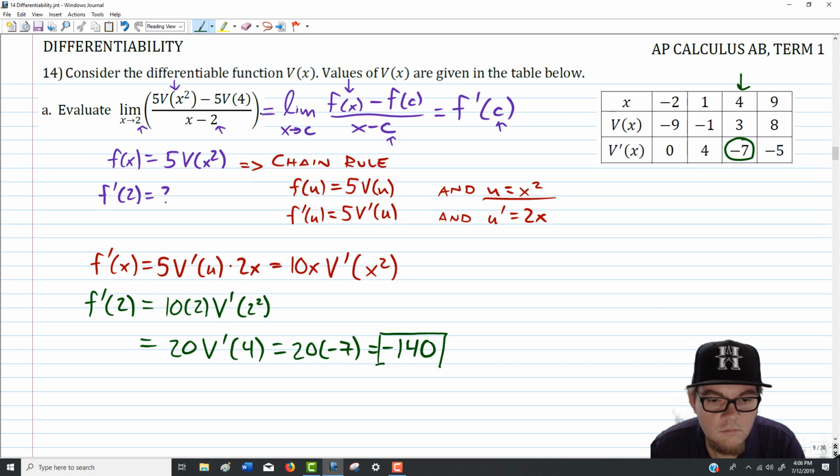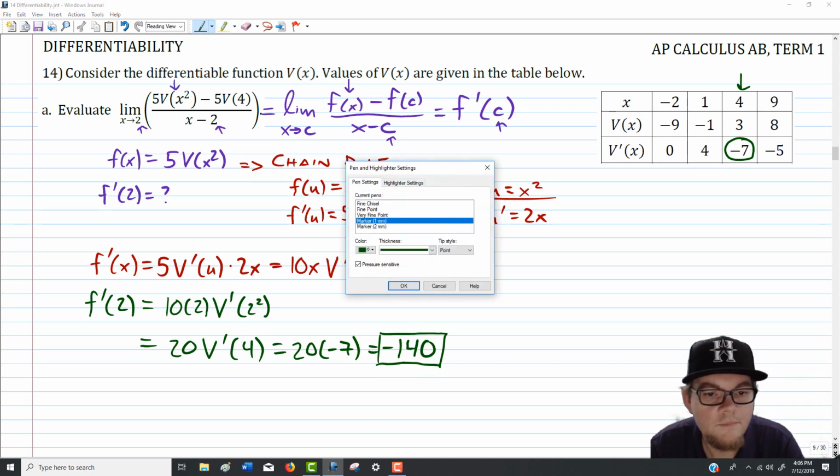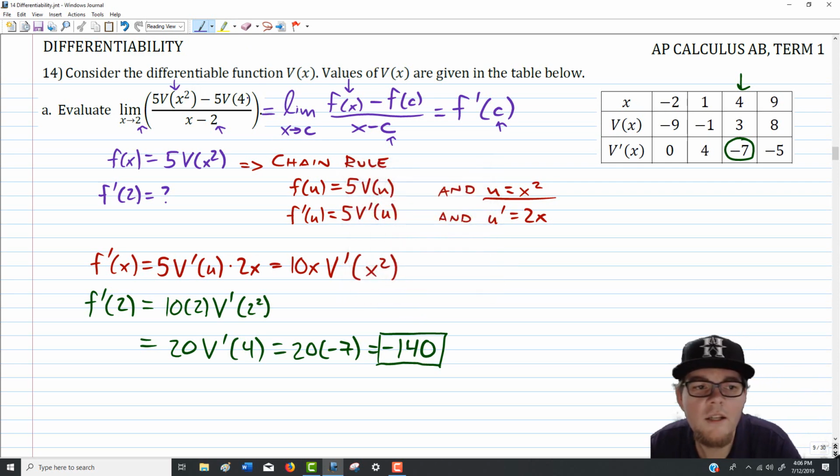So awfully large negative slope, but who am I to say? I just make the rules. Or I just apply the rules and write questions with them. So in any event, there it is. We use the definition of the derivative first.